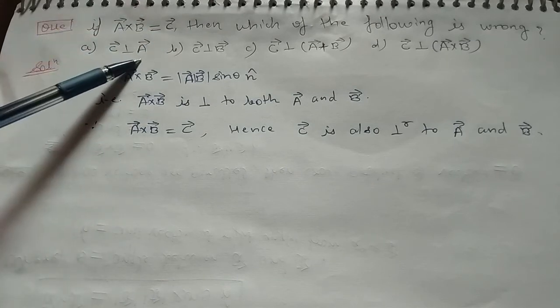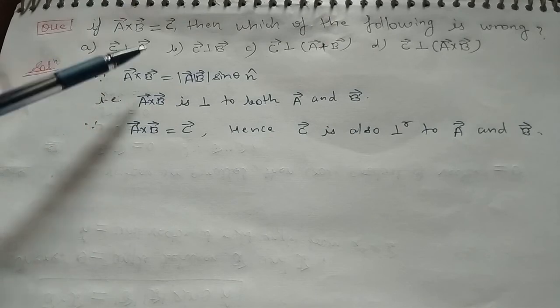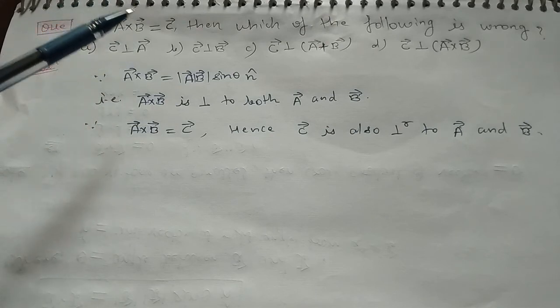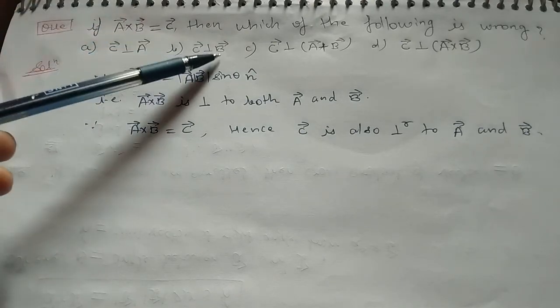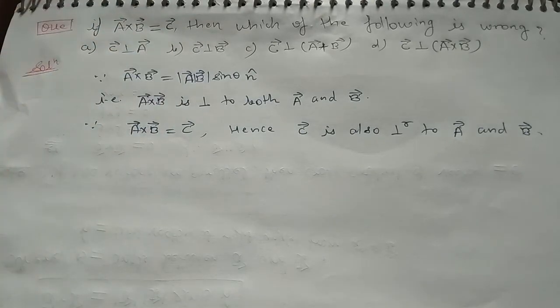C is perpendicular to a. This is correct, and we have to find the wrong option, so this is not our answer. And c is also perpendicular to b. This is not our answer. C is perpendicular to a plus b. If vector c is perpendicular to vector a and vector b, then vector c will also be perpendicular to vector a plus vector b. Okay, so this is not our answer.